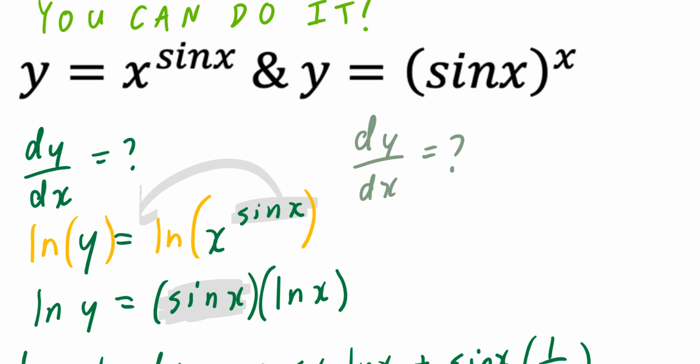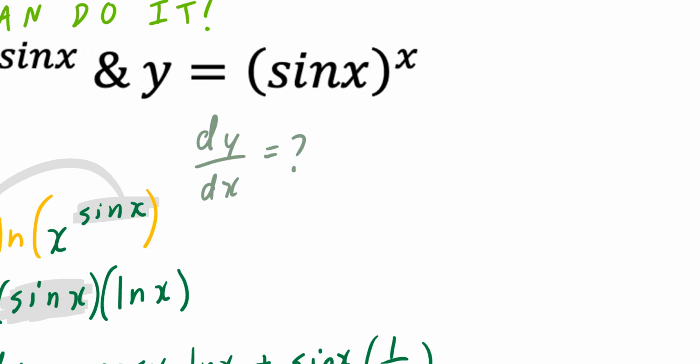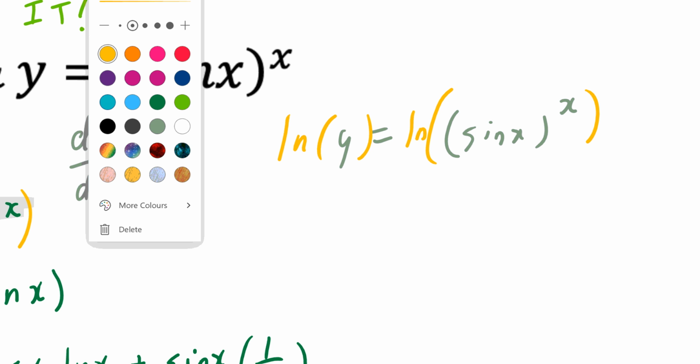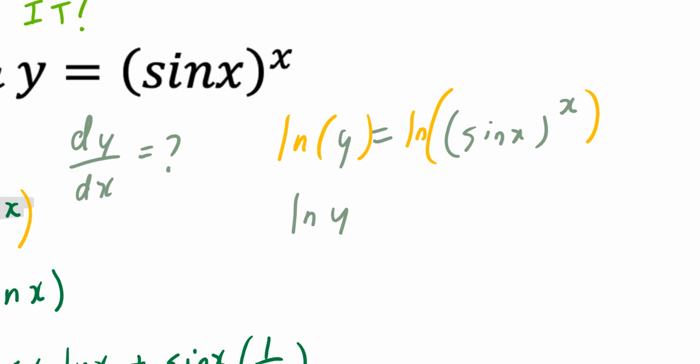When you think about y equals sine x to the power of x, the first step is again to ln each side. If you think about the properties of ln, one of them states that the exponent can be brought to the front. So x times ln of sine x. Again, the exponent is brought to the front.